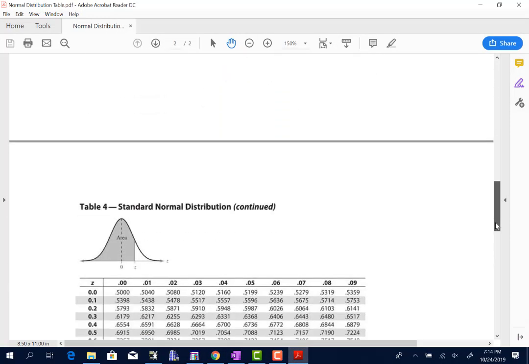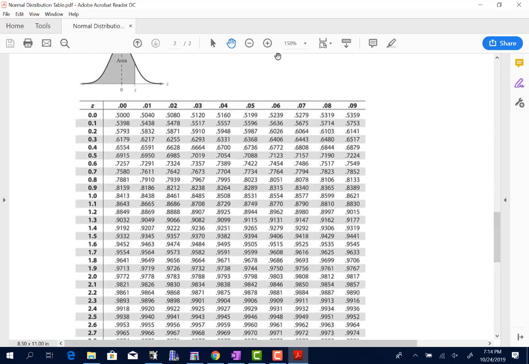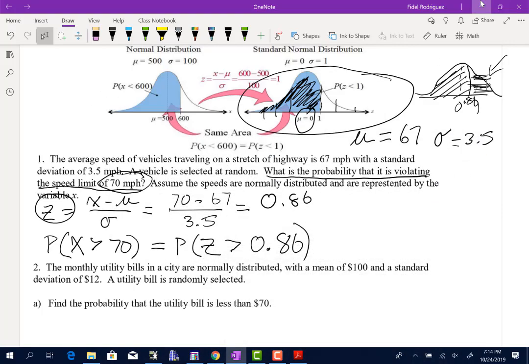But I'm going to look at 0.86. So here we go. Let me see if I can zoom in a little bit more. There we go. See, here's 0.8, 86, 86, 86 is, let me see, this one right here, 0.8051. Okay, so we know that the area is equal to 0.8051, but that's giving me the area to the left, right?